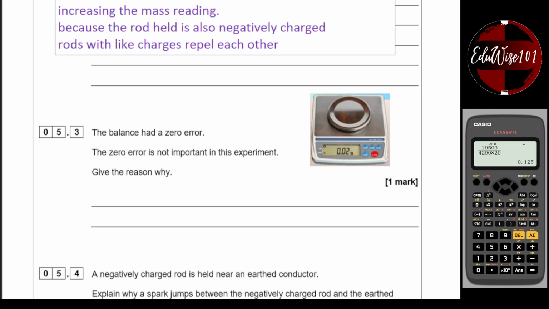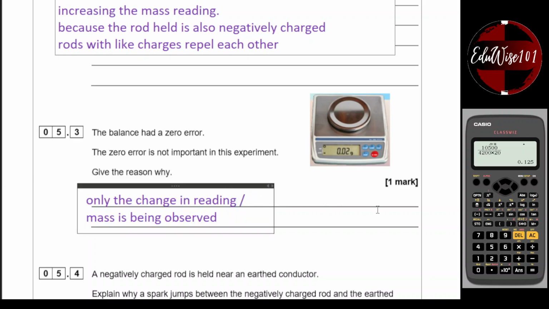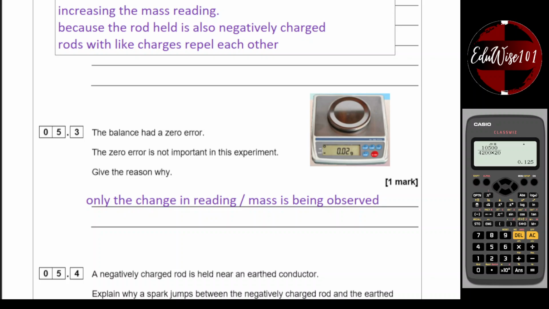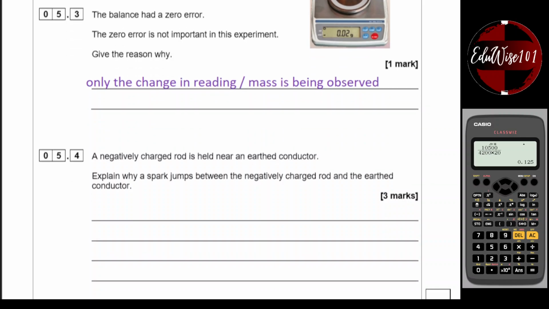Give a reason why it's not important in this experiment. Now here, you're only measuring the difference, not the actual mass. So only the change in the reading or the mass is being observed. You're not actually measuring the mass of it.